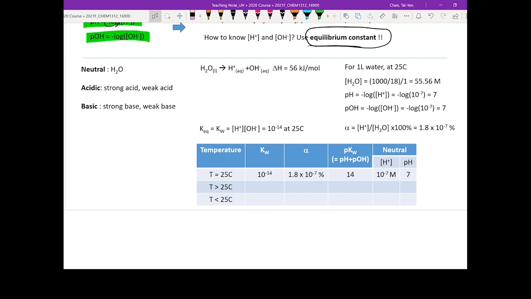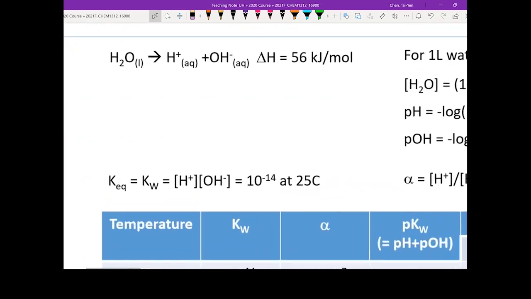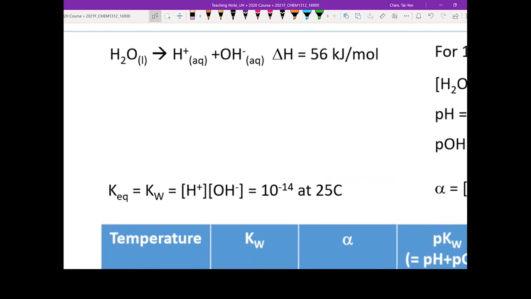What we're going to do now is actually show you that. This is the chemical equation of water. Water is going to dissociate into proton and hydroxide. At 25 degrees C, your Kw or Keq is going to equal 10 to the negative 14. Then we want to calculate the proton concentration and the hydroxide concentration at equilibrium.